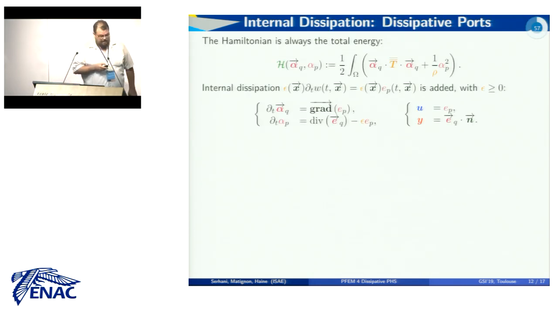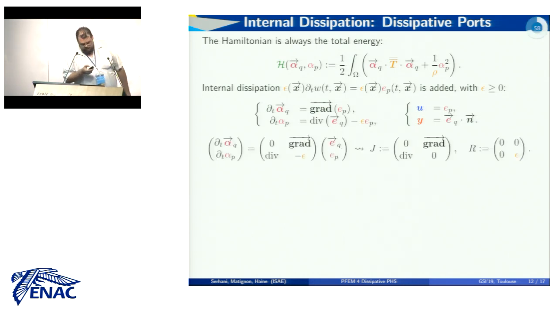So let us start with internal dissipation. We have epsilon here, which is positive, and this modifies the equation like this. You add here the minus epsilon EP. I write down the system under this form. So we can see that this is exactly J minus R, where J is formally skew-symmetric thanks to Green's formula.